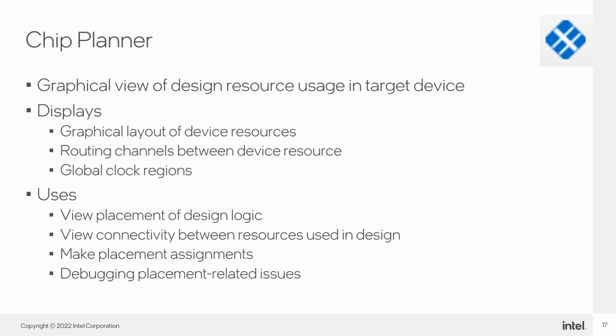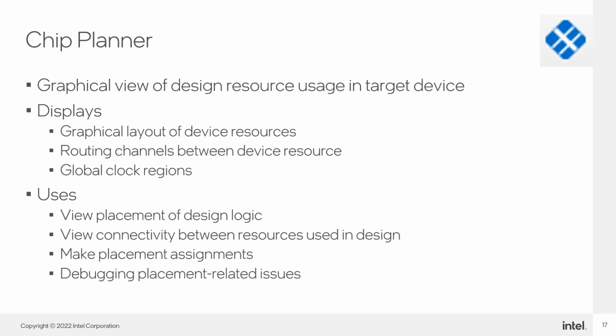The next compilation results tool is the Chip Planner. The Chip Planner presents a graphical view of the target device with the resources selected by the fitter to implement the design highlighted. You can change the display to view different types of information, including the routing channels between different resources and clock domains that use global routing resources.